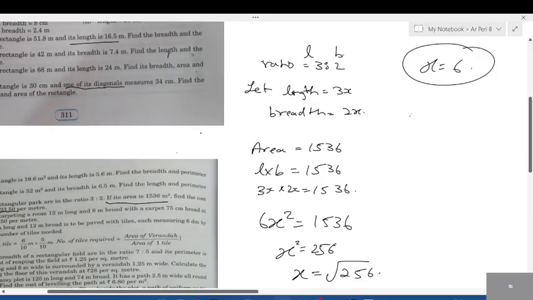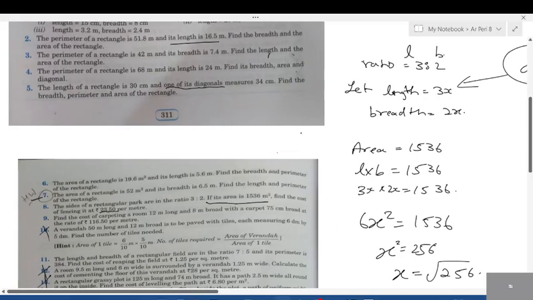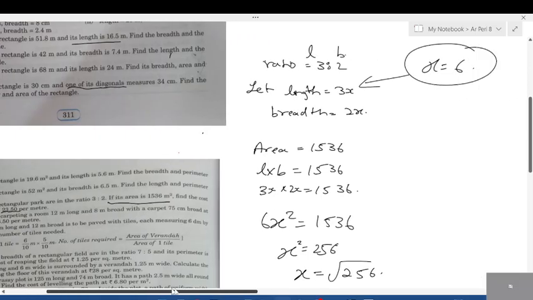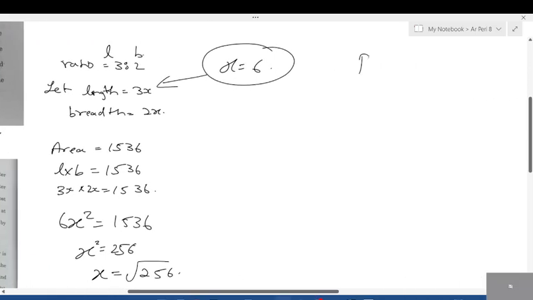Once you get 16, then you have to substitute, students. The main concept here is to find the cost of fencing at 23.5 per meter. So you have to find the cost of fencing. You need to find the perimeter. What is the perimeter formula? 2 into (length plus breadth). You can't take 3x and 2x. That's the reason you have to substitute before that.